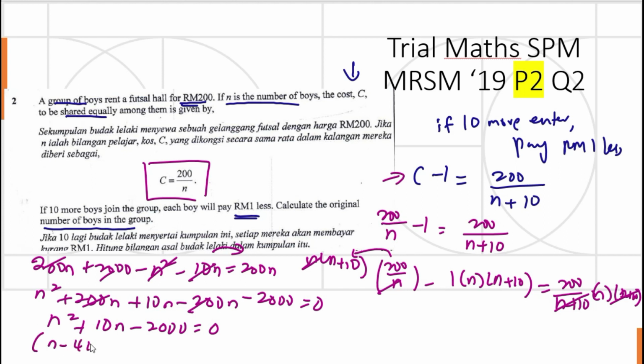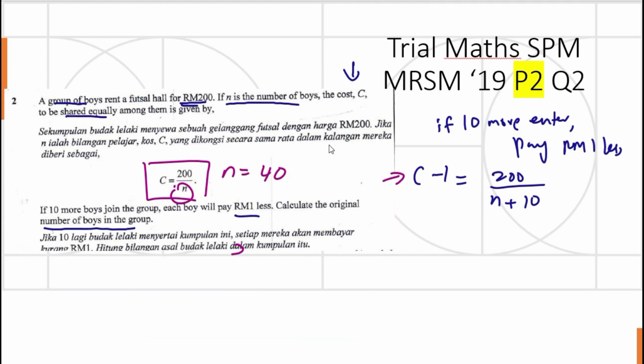So n minus 40 and n plus 50. So n is equal to 40 and negative 50. So the number cannot be negative. So n is equal to 40.